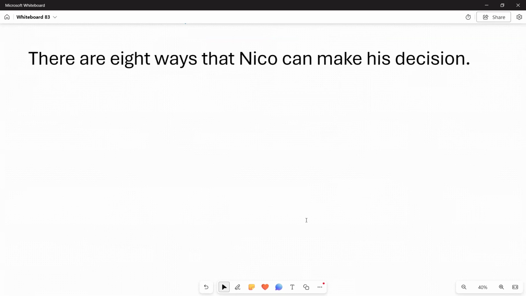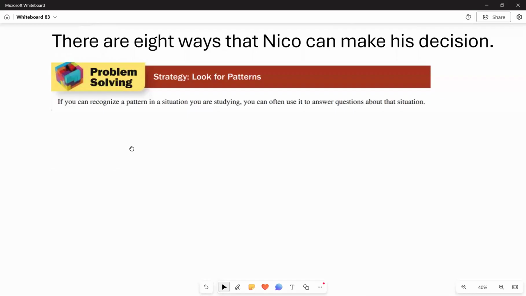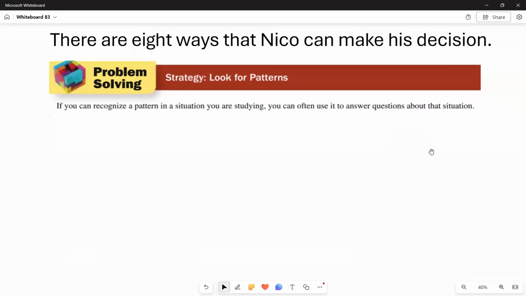So let's copy the strategy, and then I'll copy the problems. If you can recognize a pattern in a situation you're studying, you can often use it to answer questions about that situation. So let's see. I'm looking for the next problem.